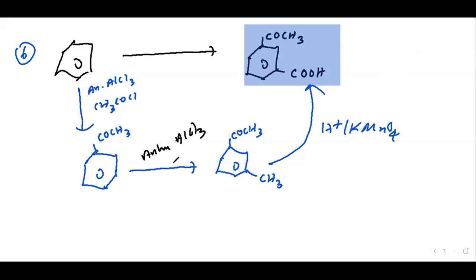Okay, anyway, now the middle one you can easily write now: anhydrous AlCl3 and CH3Cl, right? Okay, shall I erase this? So done. Is that clear now?